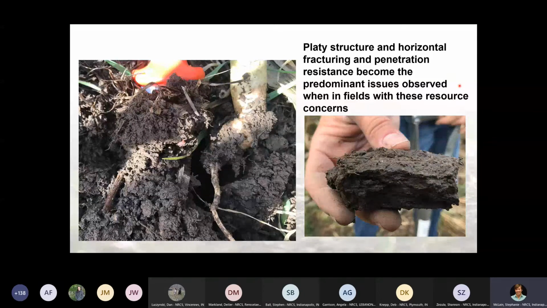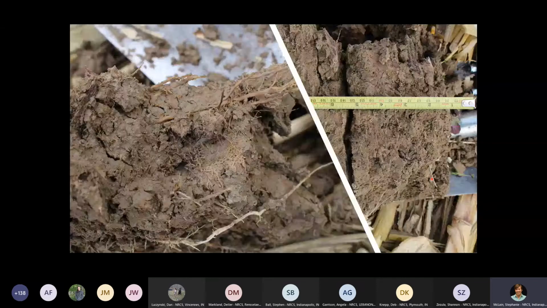They're going through it. Here, I see a horizontal layer, and I have a radish tuber that has completely modified its growth structure just to make it through there. I'm seeing some platy structure, and I see a soybean root that has completely modified its growth structure just to continue to survive.